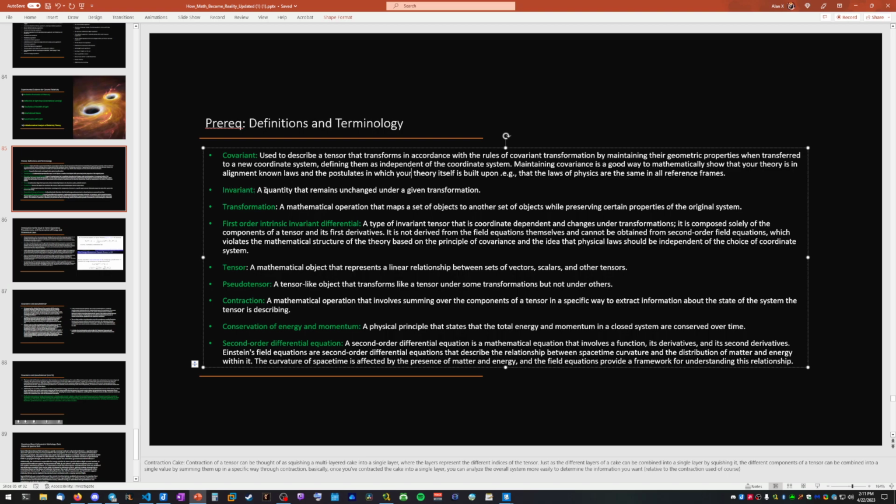Invariant: a quantity that remains unchanged under a given transformation. Something is invariant. The tensor is invariant. Actually, that doesn't just apply to tensors. Sorry. So these are quantities that remain unchanged under a given transformation. Like the speed of light is invariant, right? So that would be a constant. They apply transformations, move it to a different coordinate system, and it stays the same.